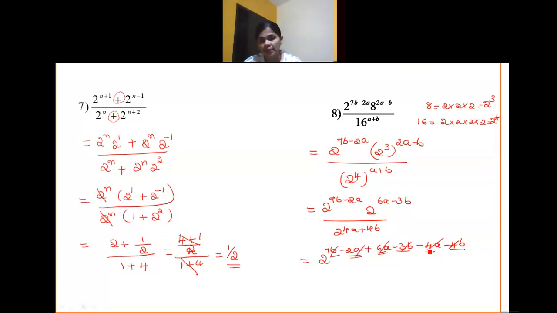What remains is 2 to the power 0, because the cancellation is with respect to the addition and subtraction. So anything to the power 0 is always equal to 1. This is the required answer. Let's look at the next problem then.